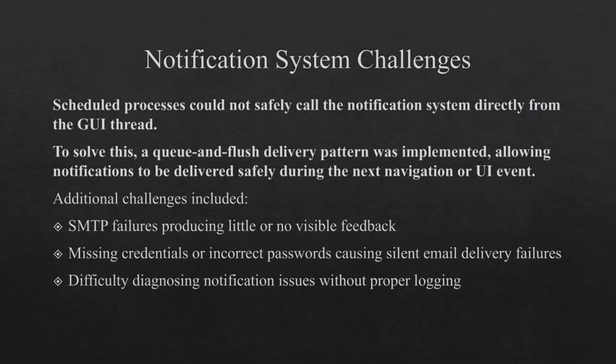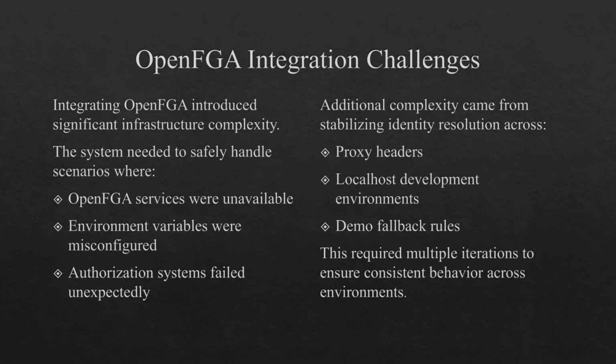Another thing I found challenging was OpenFGA. When adding it, it added complexity to the project. And when the server was down or the env variable was misconfigured, we had to decide what the app should do. Getting the identity resolution chain, which was the proxy headers going to the local auth and the demo rules fallback, to be consistent across the environment took multiple iterations.